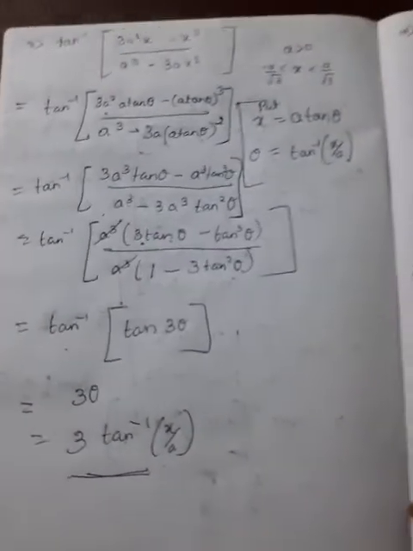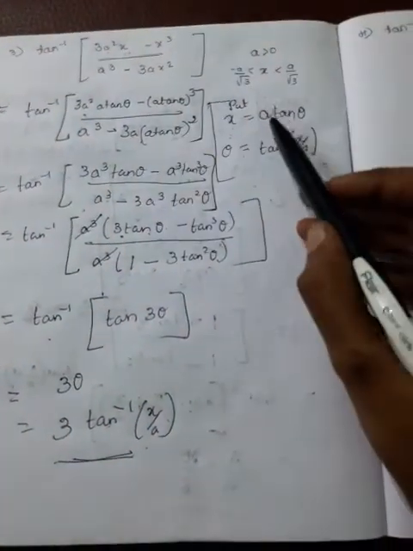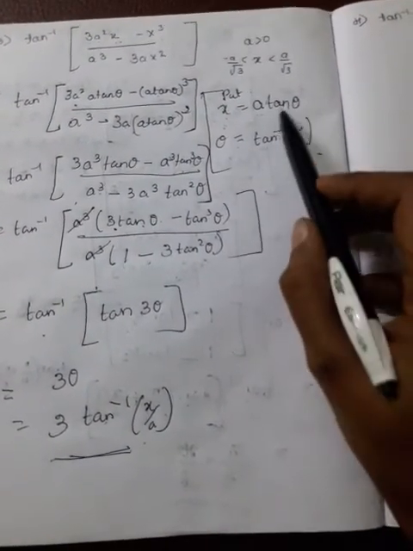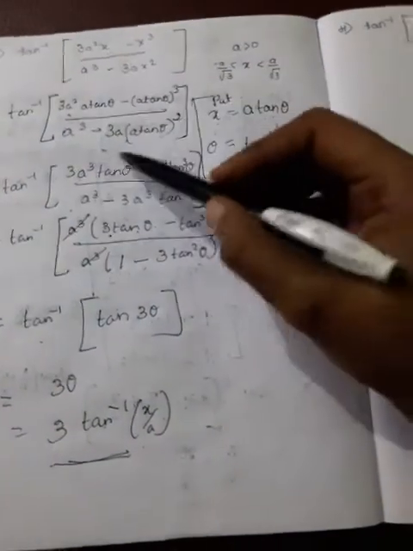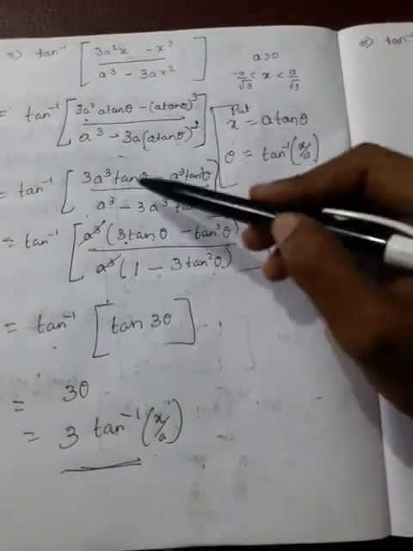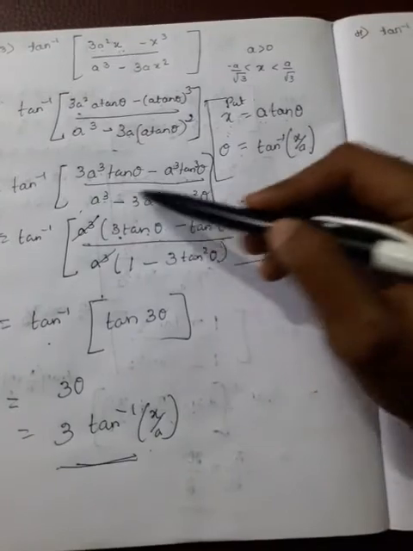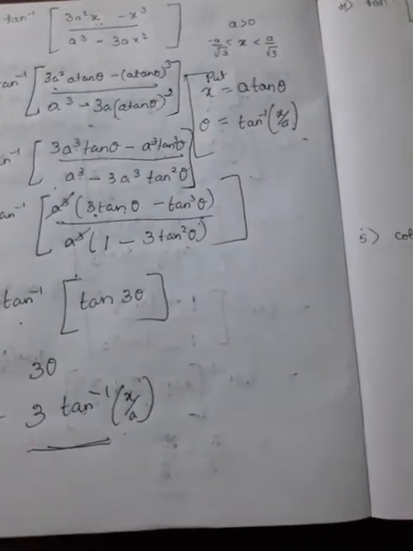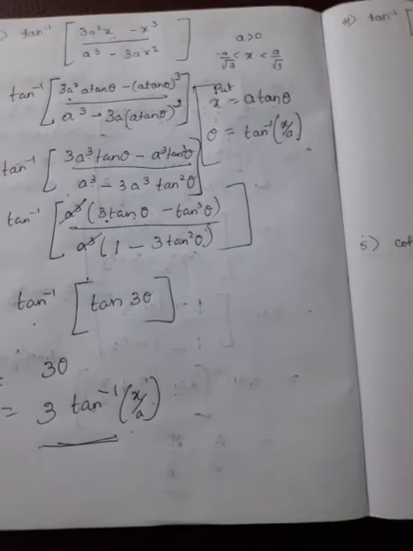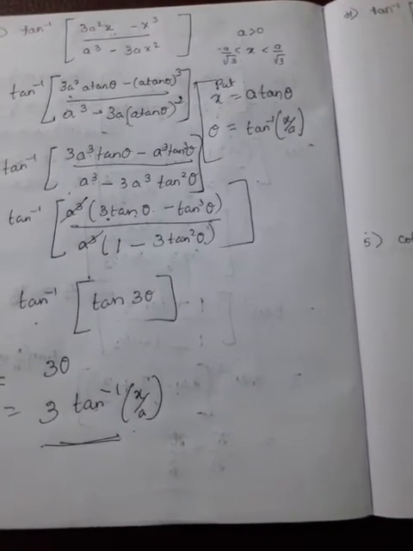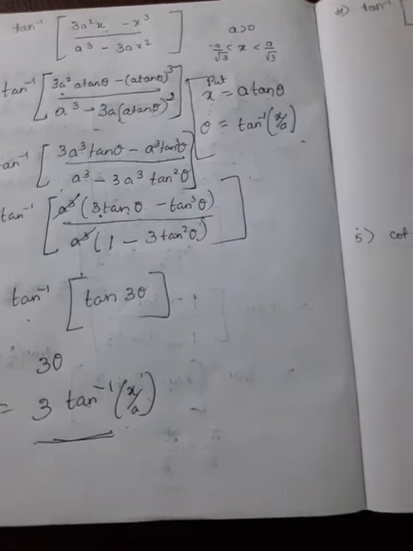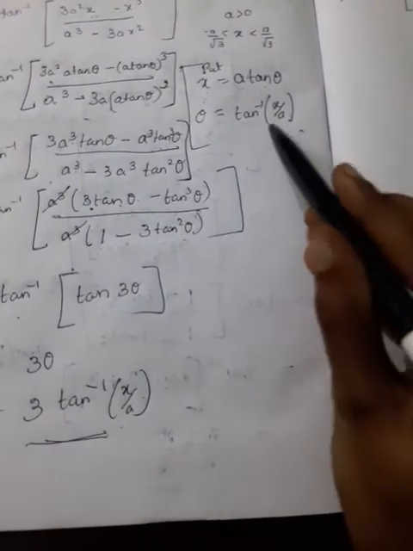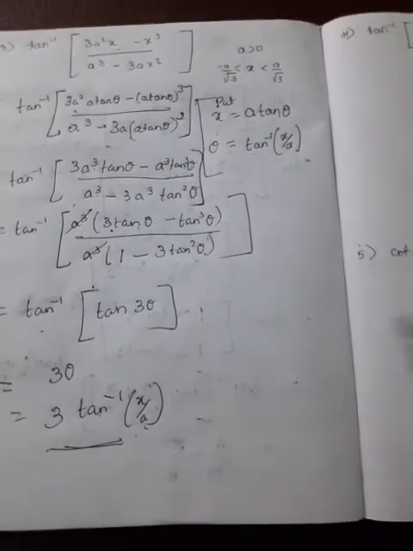Understood? I will explain once again. Put x equal to a tan theta, then theta becomes, a comes to this side, x by a, tan inverse of x by a. After the steps you will get a cube common here, remaining is 3 tan theta minus tan cube theta divided by 1 minus 3 tan square theta. This is the formula of tan 3 theta. Tan inverse of tan 3 theta is 3 theta, but here theta is tan inverse of x by a. This is the answer.